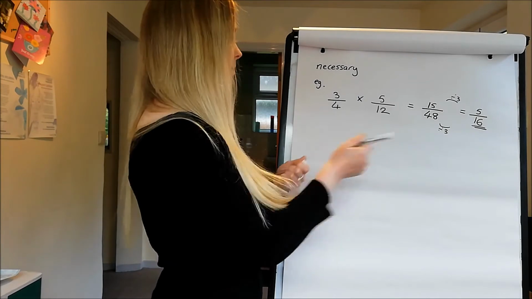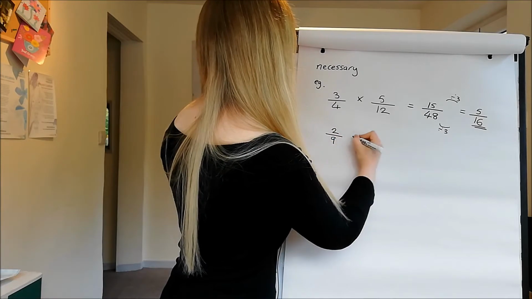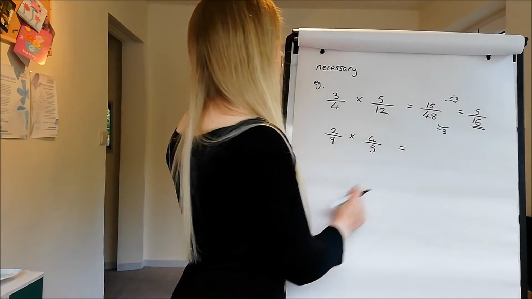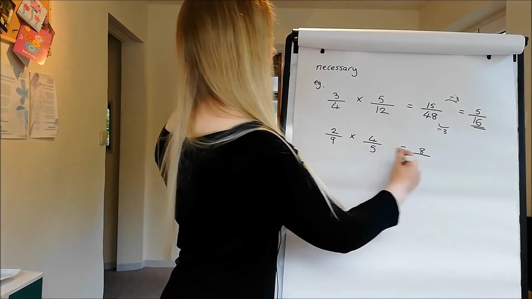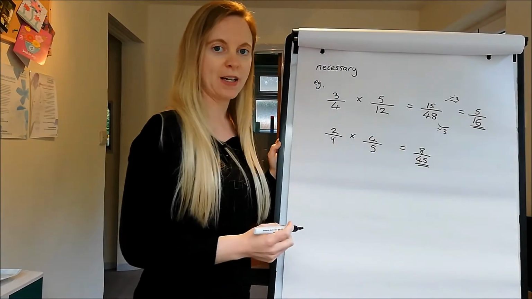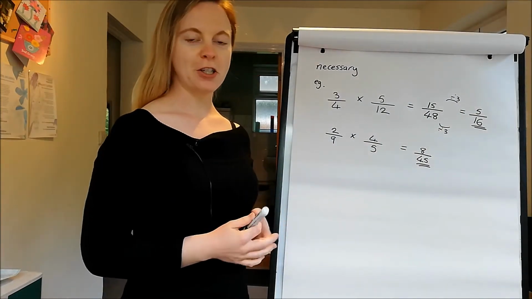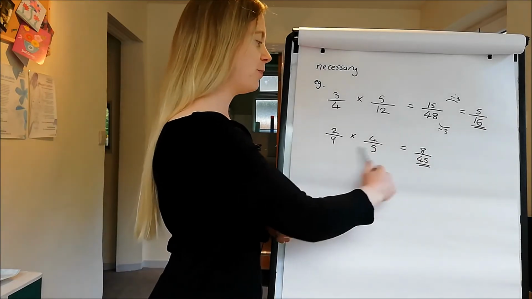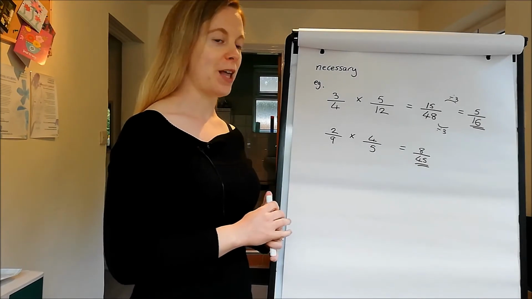So if we do another one, let's have 2/9 times 4/5. 2 4s are 8, 9 5s are 45, and that won't cancel, so that's the final answer. So multiplying fractions is super simple. It's what everybody expects it to be. You just times the tops, times the bottoms, and if you can cancel, you do cancel. That is all there is to multiplying with fractions.